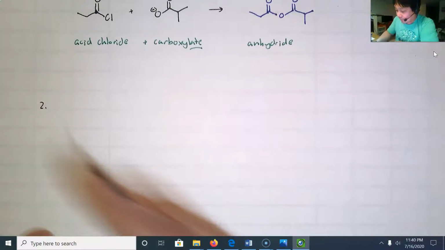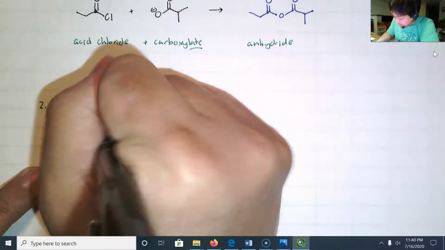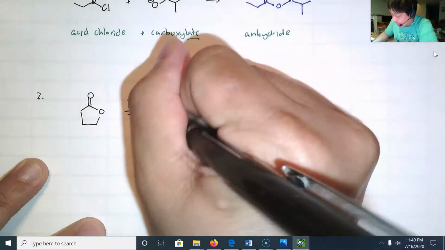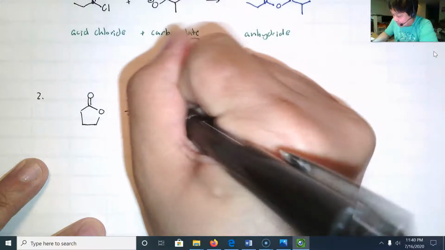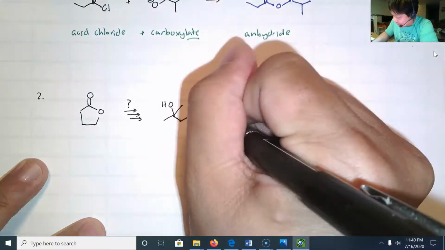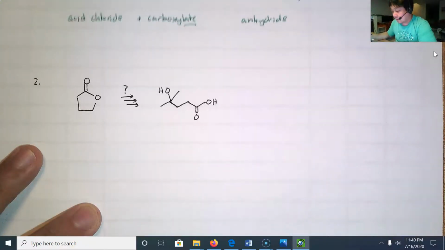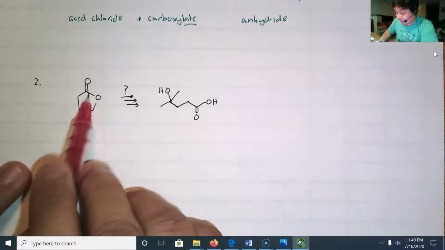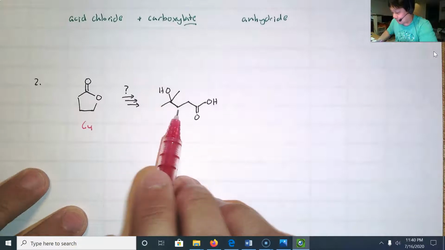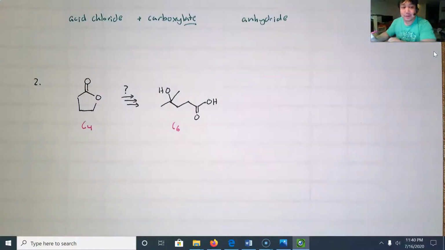All right. I have this cyclic ester, and the synthesis is to convert it into this acyclic molecule. What does that suggest? Here's my analysis. First of all, there's only 1, 2, 3, 4 carbons here. But you notice in this target, we have 1, 2, 3, 4, 5, 6. We added 2 carbons. Do I know which carbons we added? No, not yet.